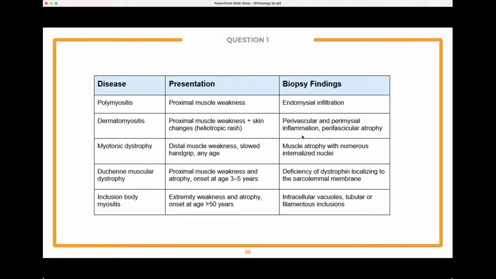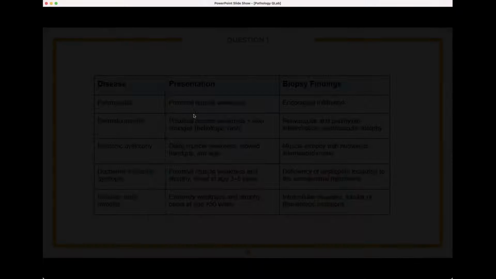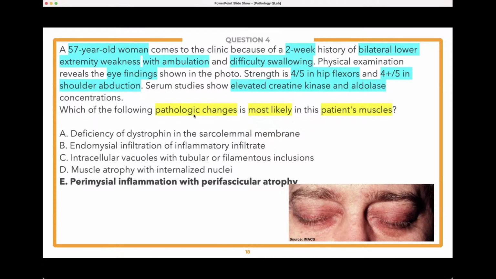So let's go back to our question, the other answer choices. Hopefully you can see now why answer choice E is the best answer. Answer choice D, like we just talked about, is talking about myotonic dystrophy. C is talking about inclusion body myositis. B is talking about polymyositis, and A is talking about Duchenne's muscular dystrophy. So another good question here. Great job on this question.